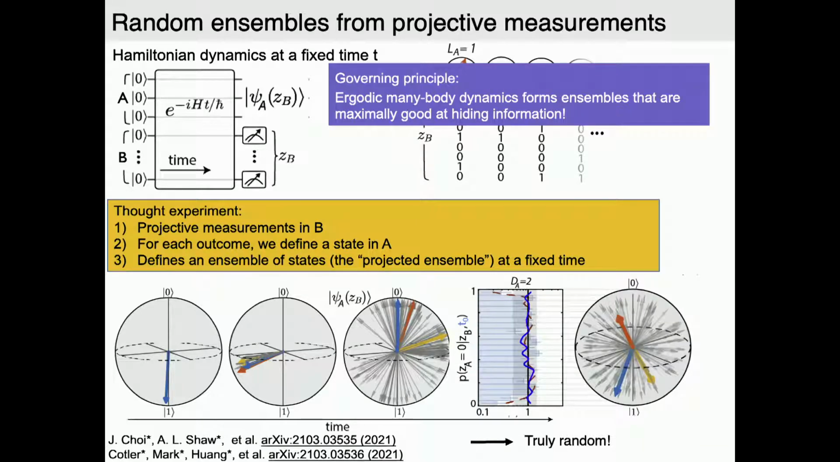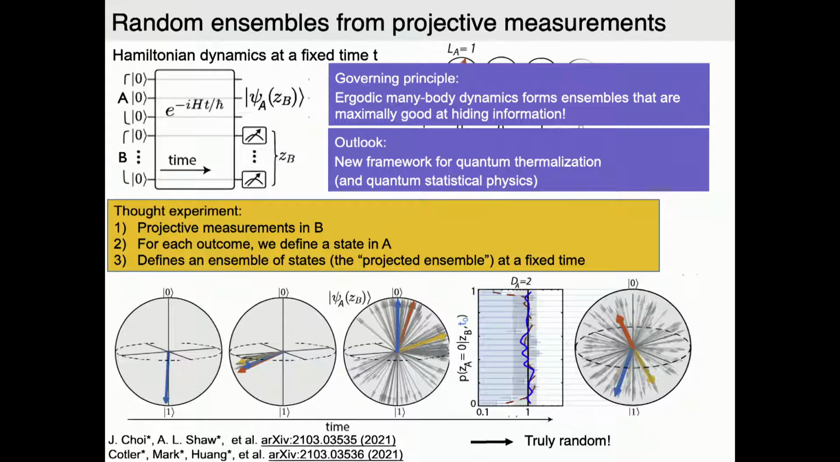There are a lot of different pieces here, but there's a governing principle in that. And this we're working on right now: this governing principle is that ergodic many-body dynamics generally forms random state ensembles that are maximally good at hiding information, actually. And it turns out with this you can derive all of these things, and that's very nice. It's a new kind of framework, in a sense, for quantum thermalization and potentially also for quantum statistical mechanics.